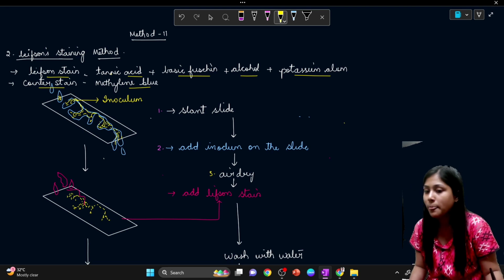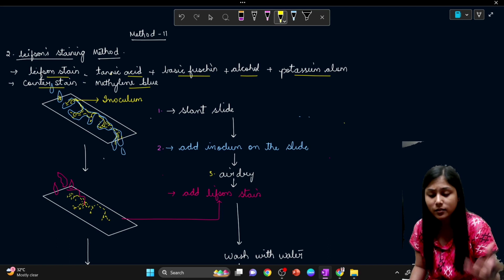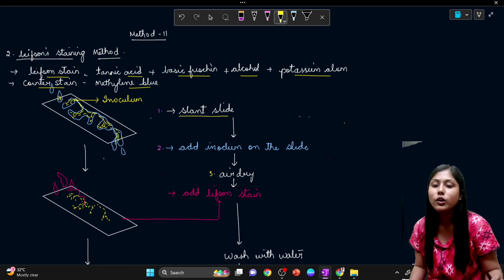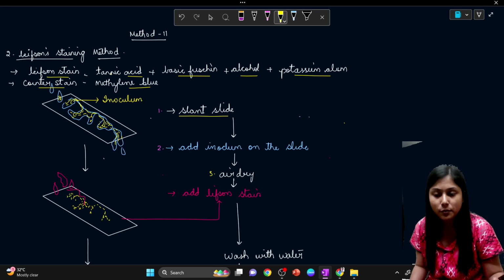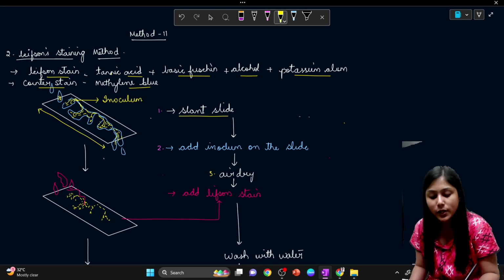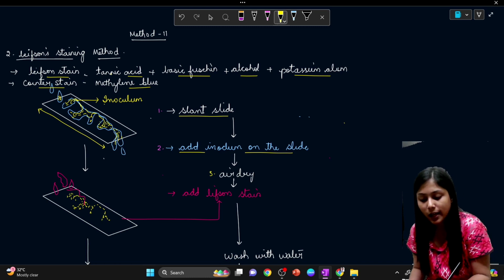ठीक है, सही है. Now what we are going to do is take a clean slide. We are going to keep the slide in a slant position. We are not going to keep the slide horizontally on the table, but we are going to hold it in the slant position. This is how the angle of the slide should look like. Okay. Now in step 2, we are going to add inoculum on the slide. So you see here, I have added the inoculum.